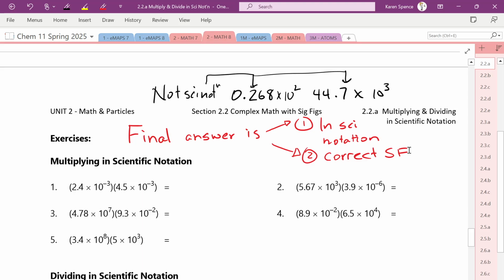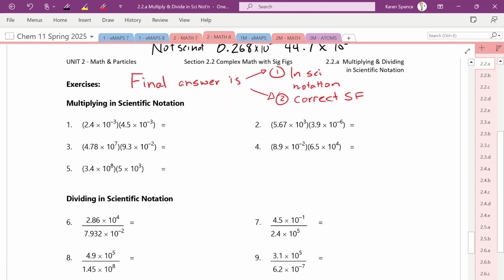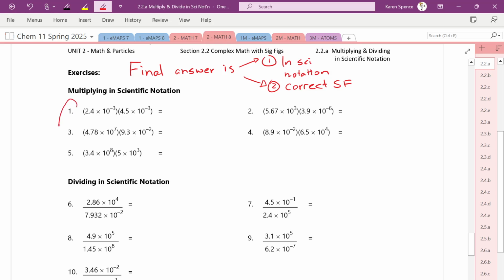Okay, so you can do your math, and then you make sure that it is in scientific notation and it is correct sig figs. You can do those in either order. You can do sig figs before scientific notation or scientific notation before sig figs. Okay, so you are going to take some time and you are going to do numbers 1 through 5, 6, 8, 10. If you finish early and you're waiting for us, you can do number 2, 4, 7, 9, or you can start working on the quiz review thing. Yeah?